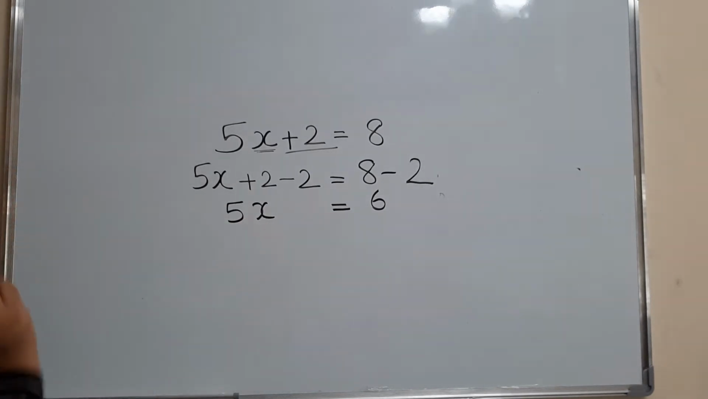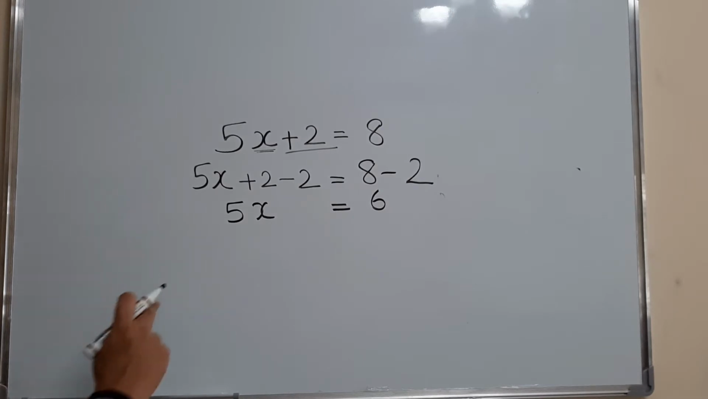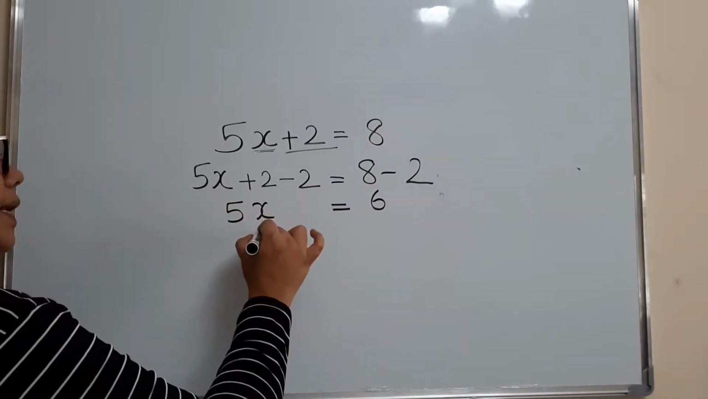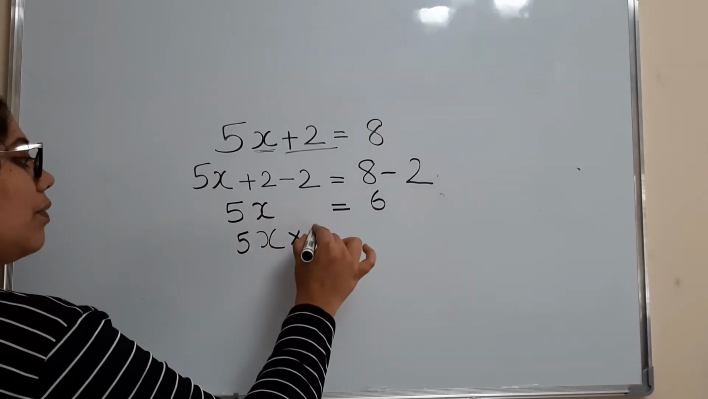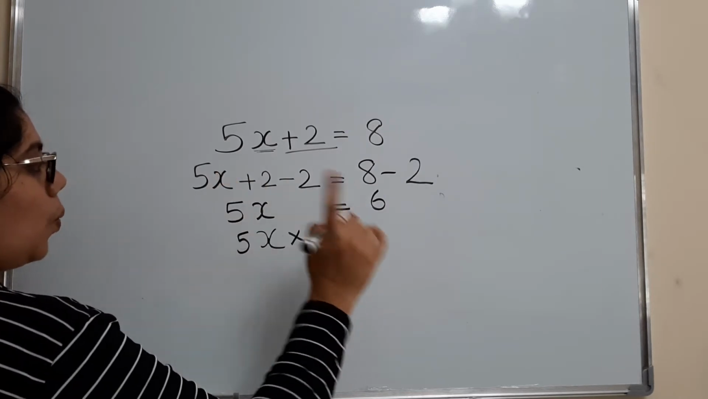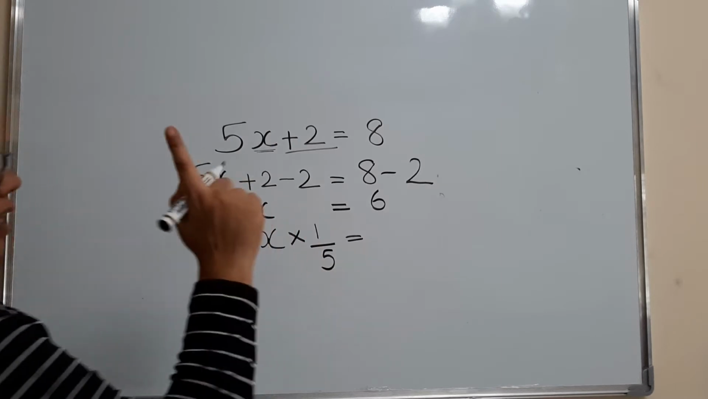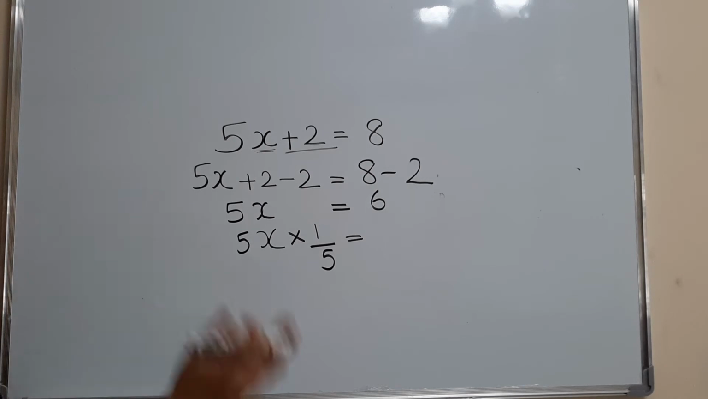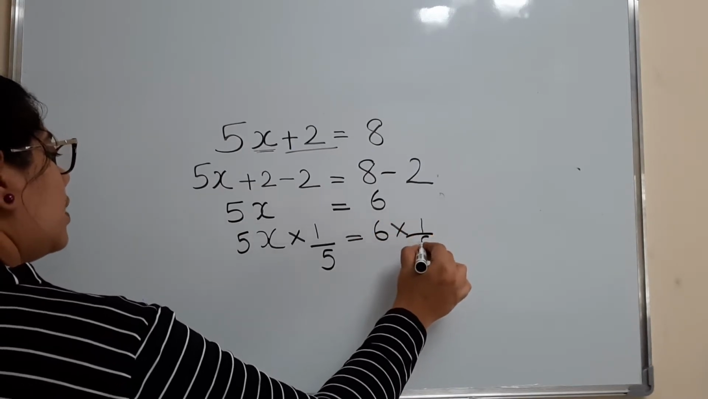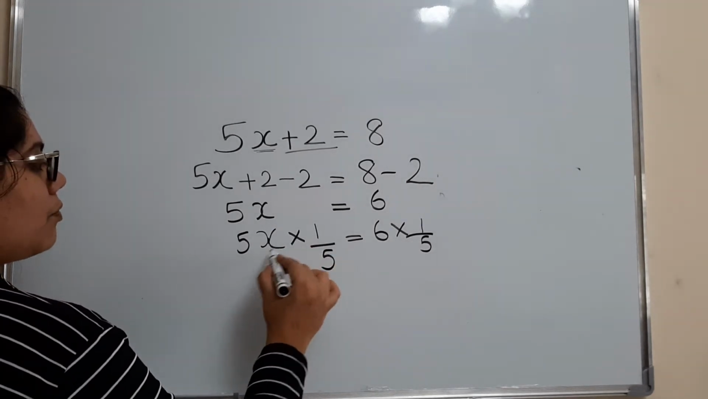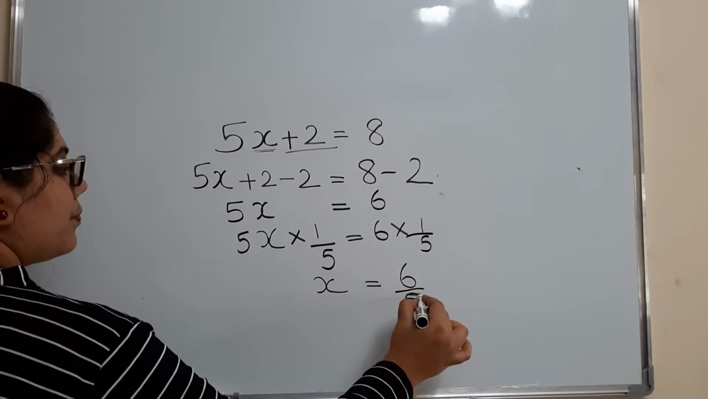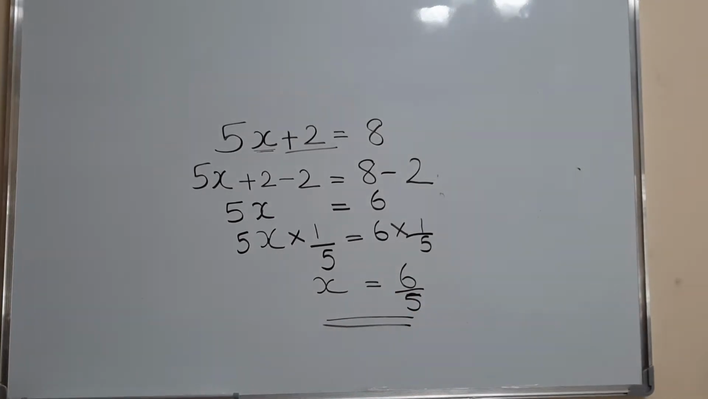Now we want to eliminate this 5, so that I will get the value of x. 5 into x is 5x, right? So how will I eliminate it? By doing the multiplicative inverse, or we will call it the reciprocal of 5. That is 1 by 5, because the multiplicative identity is 1. If I do 5 into 1 by 5, I will get 1. So x into 1 means x only. If I multiply with 1 by 5 here, I also multiply with 1 by 5 here. So 5 into 1 by 5 is 1, then 1 into x is x. So x is equal to 6 into 1 by 5, which is 6 divided by 5. So I got the answer of x as 6 divided by 5.